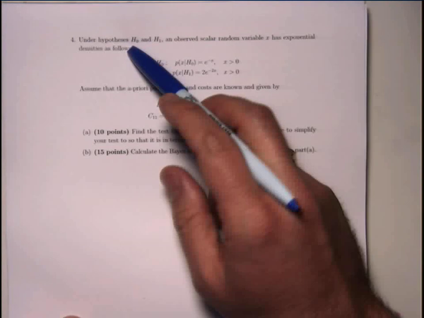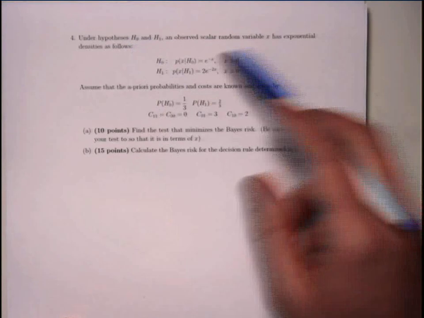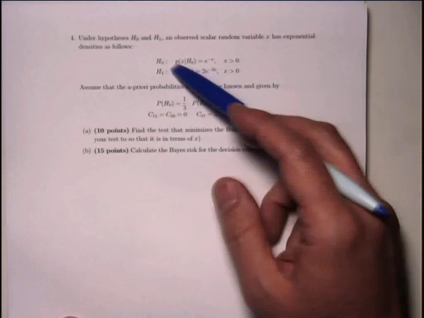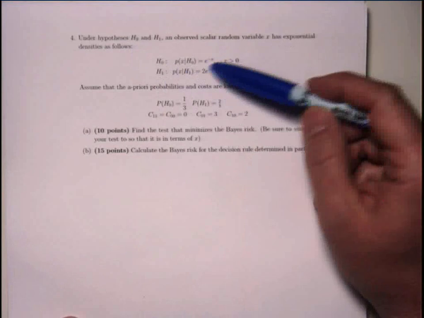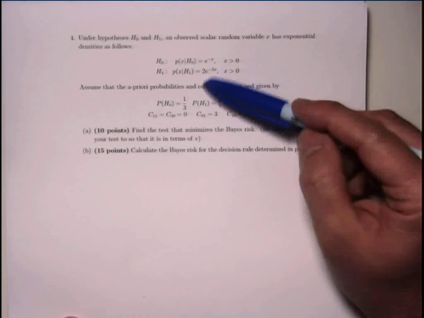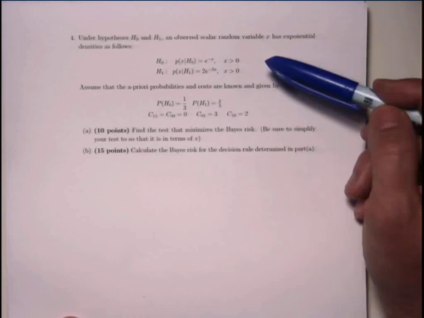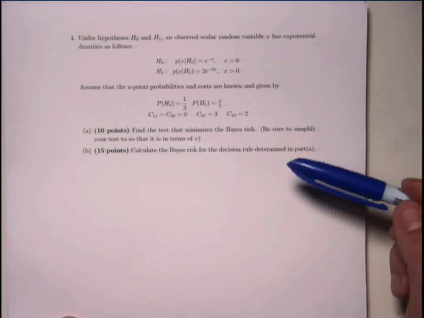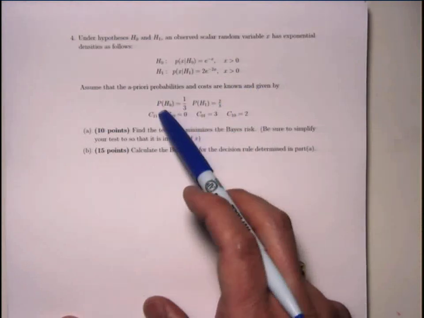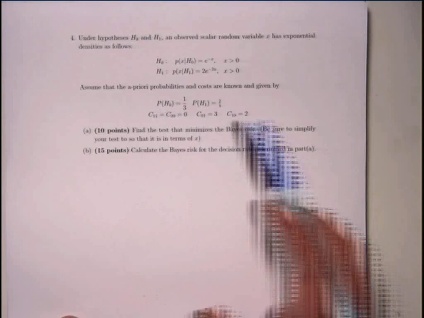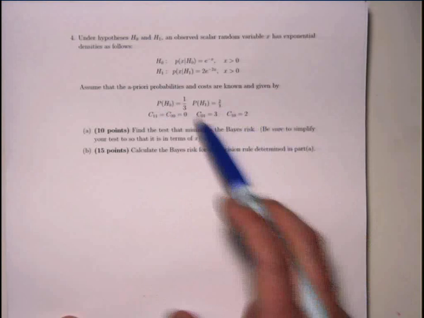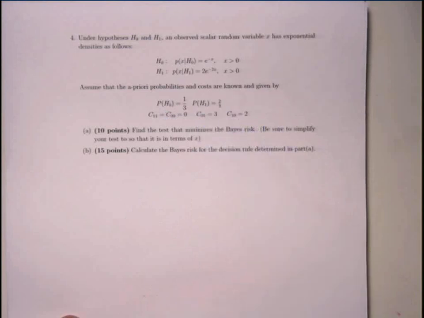So you have two hypotheses, and you observe a scalar random variable x, which has an exponential density. Under H0, it behaves like e to the minus x. And under H1, it also behaves like an exponential random variable, except with a different parameter, 2e to the minus 2x. And x is always positive. A priori, we know that the prior probabilities are 1/3 for P of H0 and 2/3 for P of H1, and these are the costs. So the costs are not equal. There's more cost associated with making this type of error than that type of error.